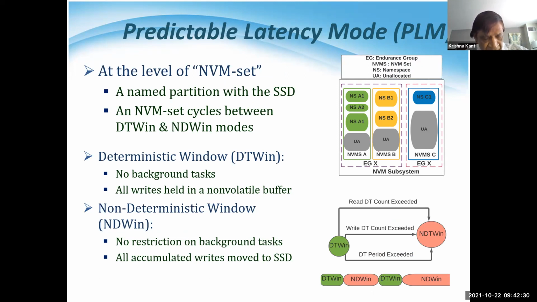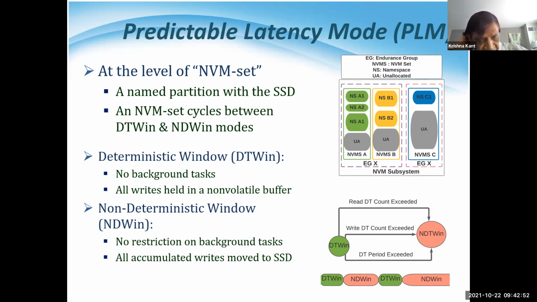So that's about the networking part of the QoS. Now let's get to the predictable latency mode. And since I'm running a little bit short on time, I will abbreviate this part so I can get to some interesting stuff which is yet to be looked at.